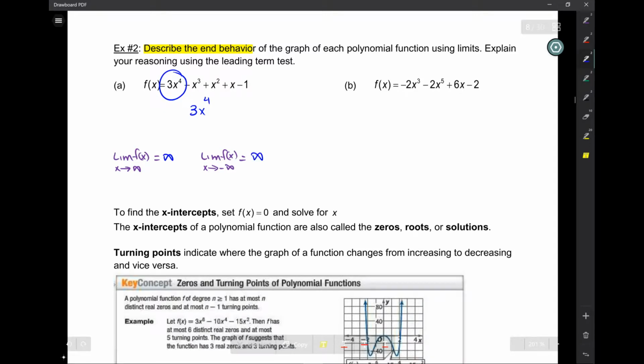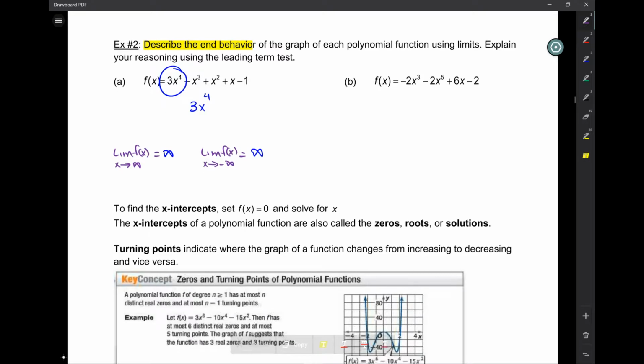Okay? It's as simple as that. Let's do another one. Why is it going positive? Because if you put negative 1 in here, to the power of 4, that's positive. Okay? Let's do this one.